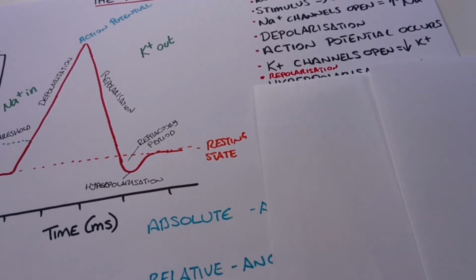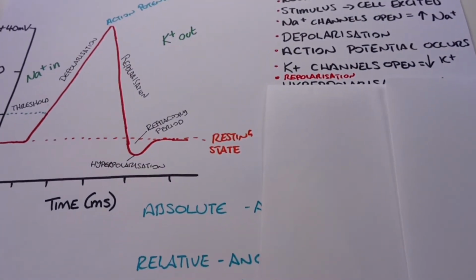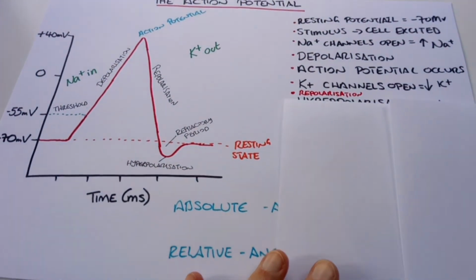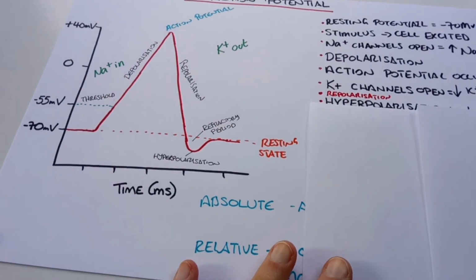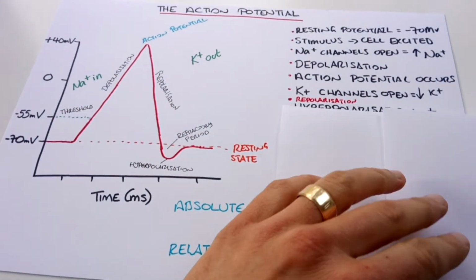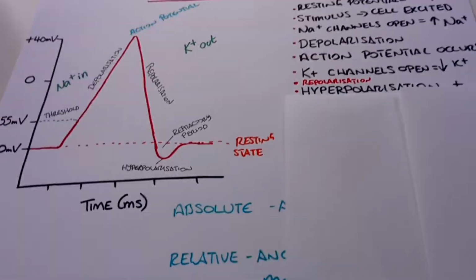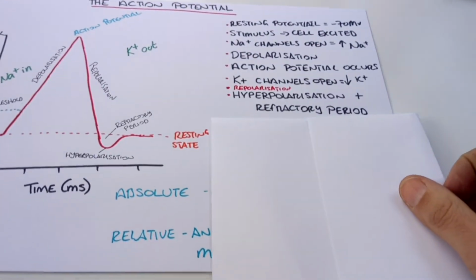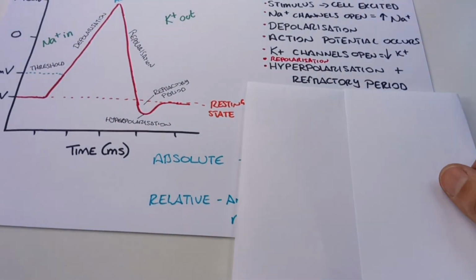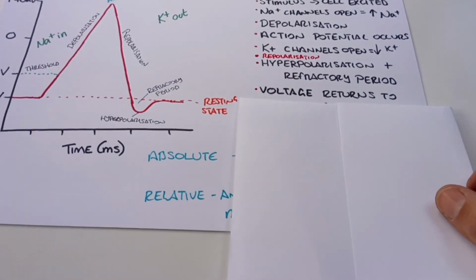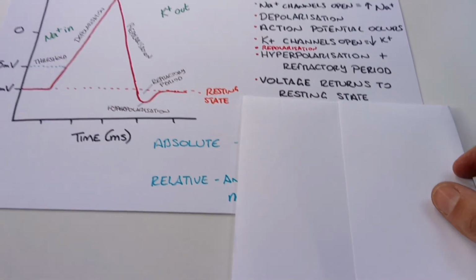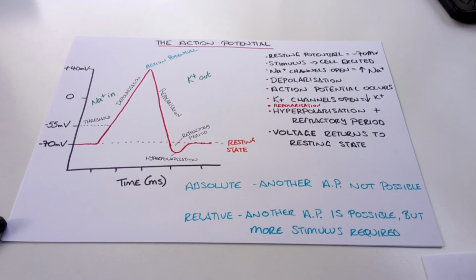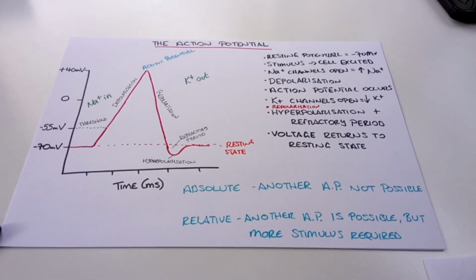So, potassium channels open. Potassium leaves the cell. Repolarization, it becomes more negatively charged again. Then we have hyperpolarization and the refractory period. And then the voltage returns to its resting state, ready for another action potential. Boom. A bit long-winded, but there we go.